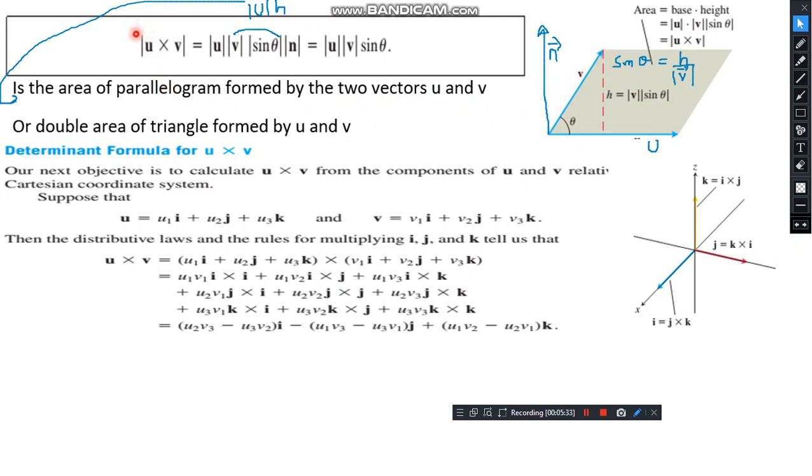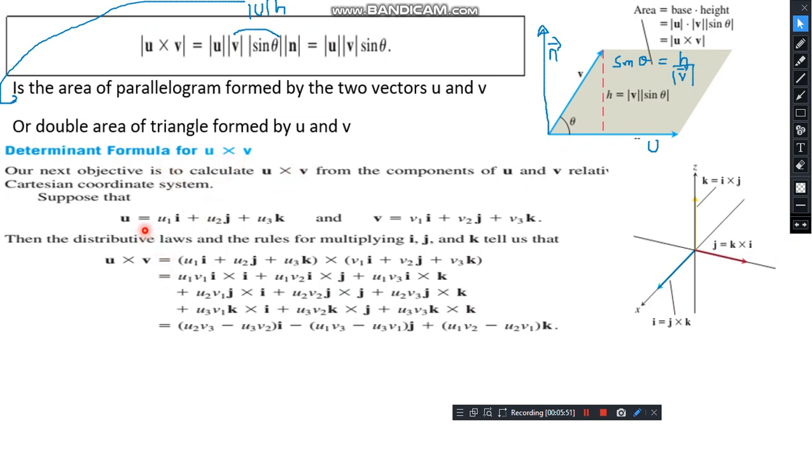So what is this, the norm of a cross product? The norm of the cross product u cross v is nothing else than the area of the parallelogram formed by the two vectors u and v. Okay, now we're going to find the determinant form of u cross v.